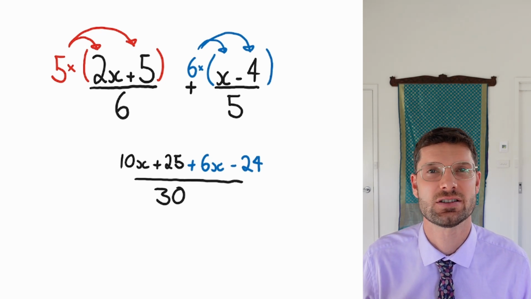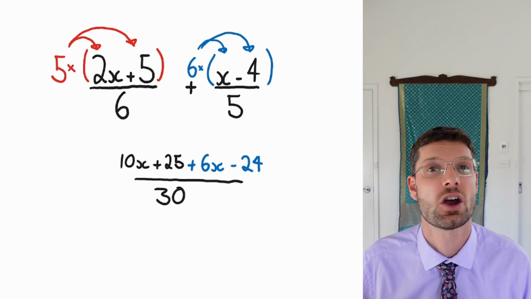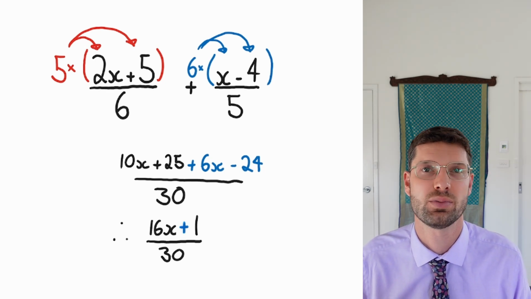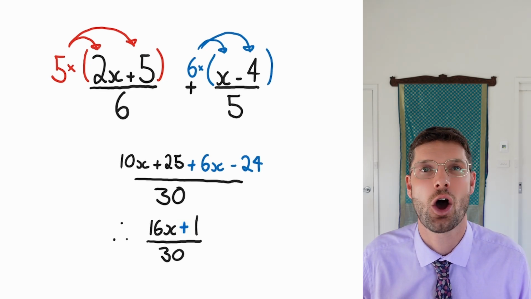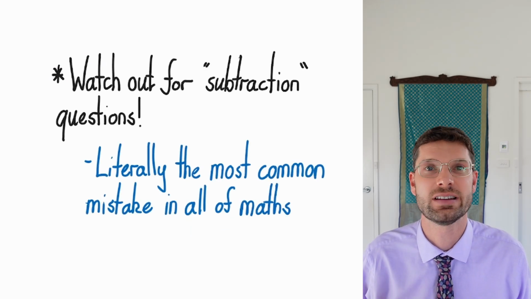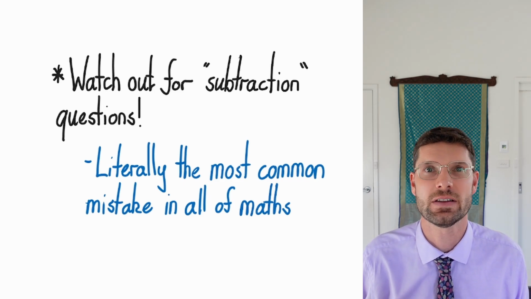Because we've done the expansion so well, we just have to collect the like terms, and then we're into our simple answer. The two x terms give us 16x, and the plus 25 and minus 24 give us plus 1. That means my final answer is 16x plus 1 over 30, full marks. Now that doesn't seem too bad. That's using our fraction knowledge from kind of grade 7 and our expansion knowledge that we've learned in this unit.